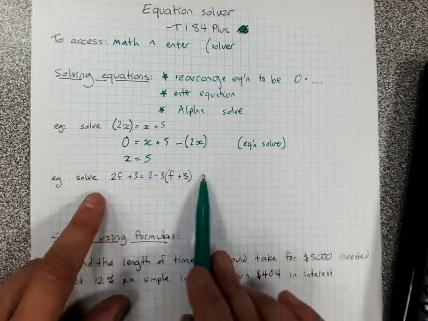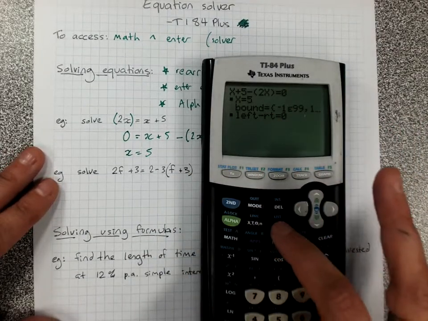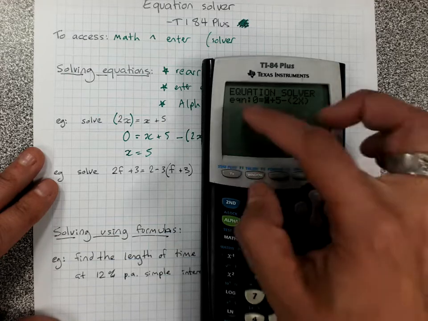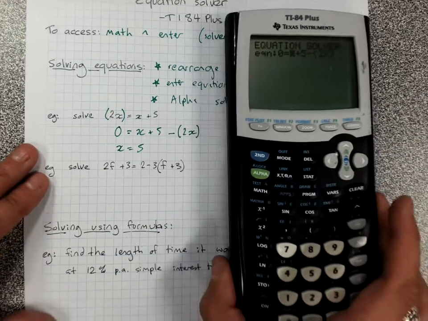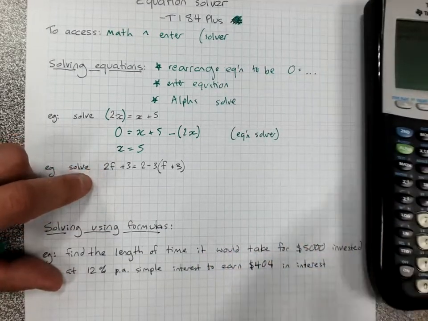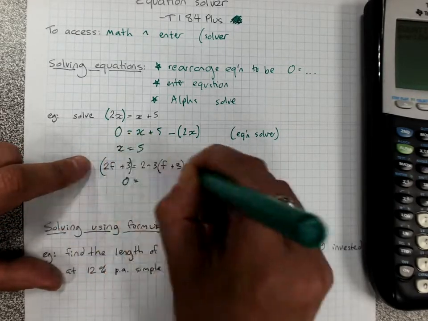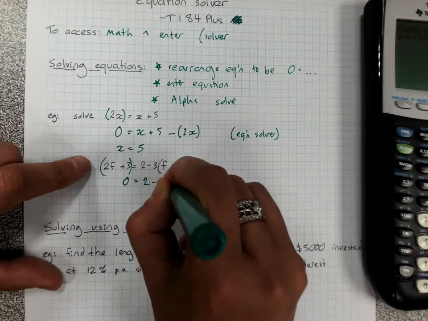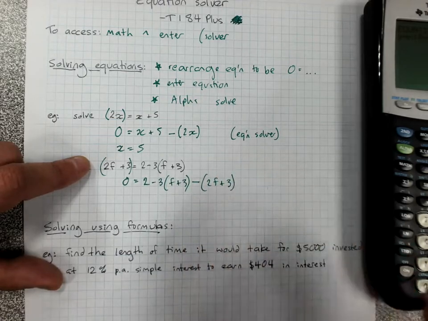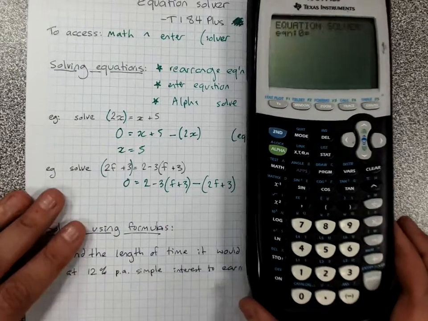It's nice. Here we've got a more tricky one. So if you need to enter a new equation, up button to go back into your equation, and clear. We'll have to rearrange this equation. 0 equals, and I'm taking away all of this in brackets from that. So I've got 2 minus 3 outside of f plus 3 minus 2f plus 3. We can use f, or we could have just used x again, but let's use f, let's be fancy.